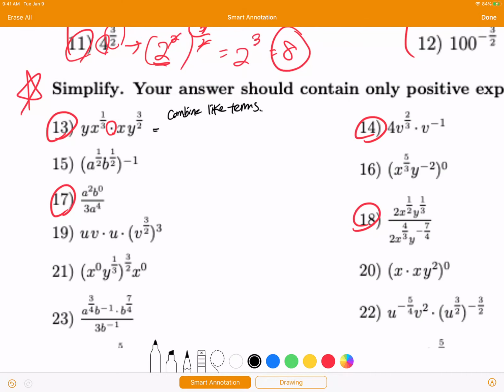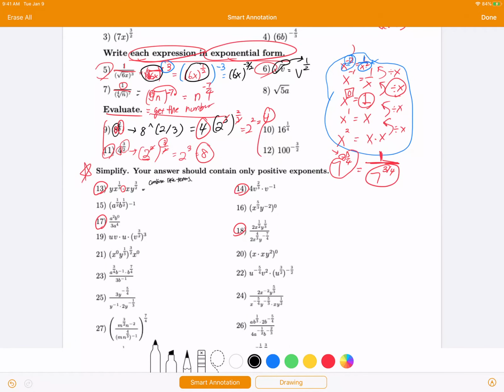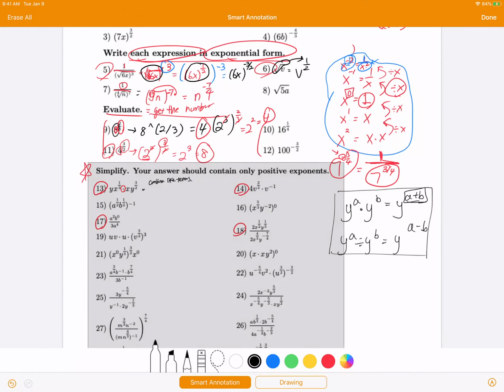Okay, and so how do we do that? Well, in order to do so, you're going to have to take a look at the x's together and the y's together. And remember, when you're dealing with the exponents, y to the a power times y to the b power, that simply is y to the a plus b. You add the exponents when it's being multiplied, and when you're dividing them like this, you're going to have to subtract the exponents. This is really the main rule that you have to apply for all of these questions.